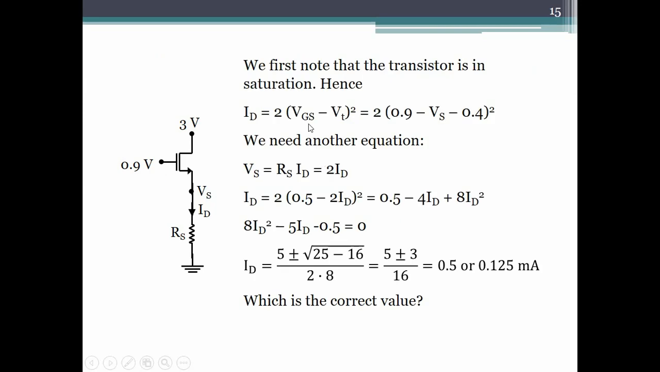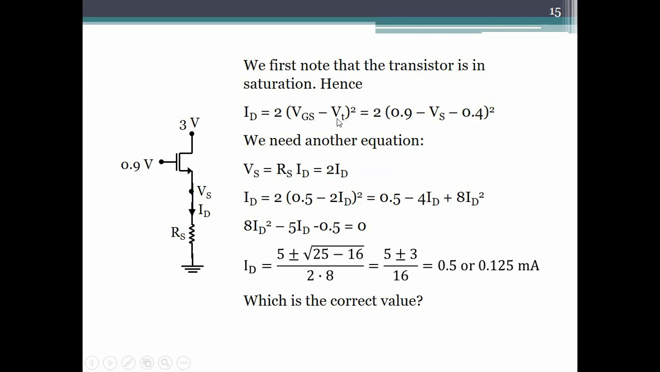Okay, I'll continue. So the first thing we note about this circuit is that this transistor is in saturation because the drain voltage is known. We have directly connected 3 volts to the drain. It is larger than the gate voltage. So there is no confusion here. The transistor is in saturation. So we write the saturation region equation, 1/2 etc.